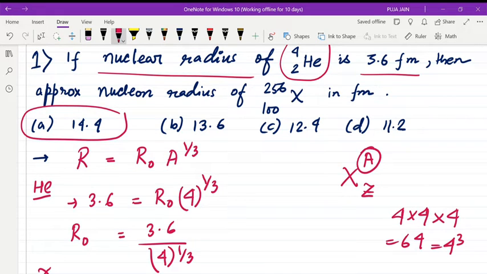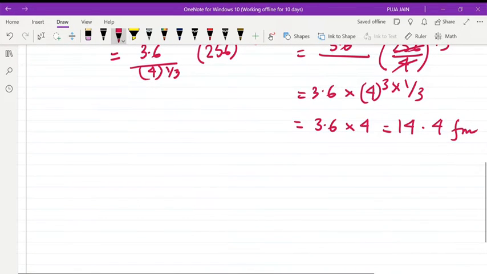Okay, I hope you understood how to calculate. The only formula which you need to remember is this: R is equals to R naught a to the power 1/3. Okay, so now next question, question number 2.